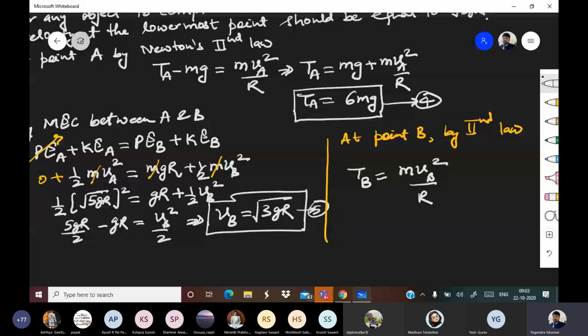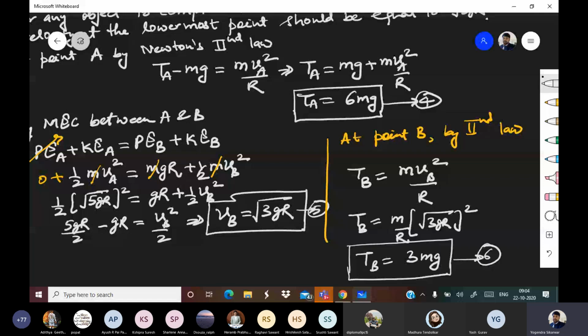This is equation number 6. Please note. For any object to complete the vertical circle, minimum velocity at B should be equal to root 3 gR, and minimum tension at B should be 3 mg. Any doubt, any question? Any doubt? So could you say that part again?